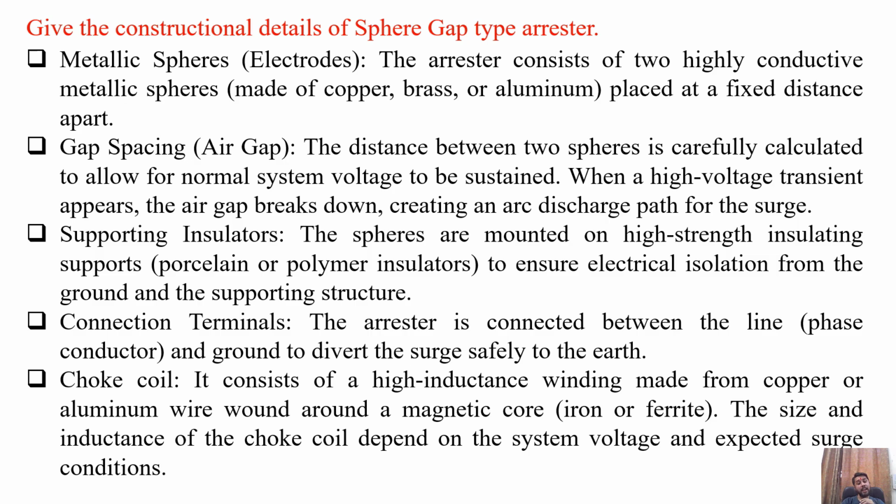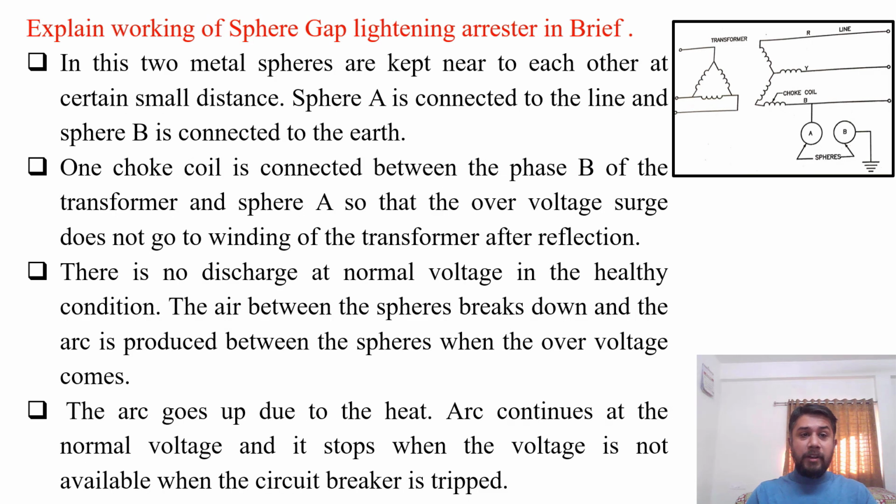Choke coil. It consists of a high inductive winding made from copper or aluminum wire wound on a metallic core, that is of iron or ferrite core. The size and inductance of the choke coil depend on the system voltage and the expected surge conditions. So these are some constructional details of sphere gap type arrestor. We have already seen the diagram for the same while we are discussing the brief operational detail of sphere gap type arrestor.